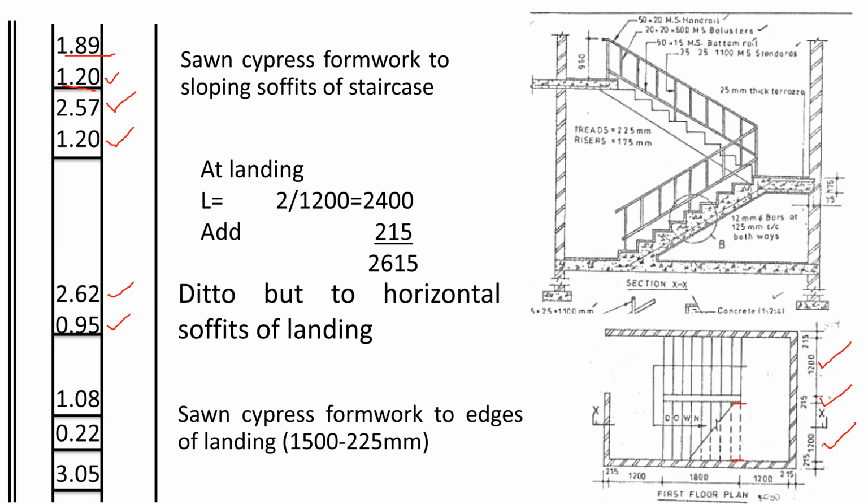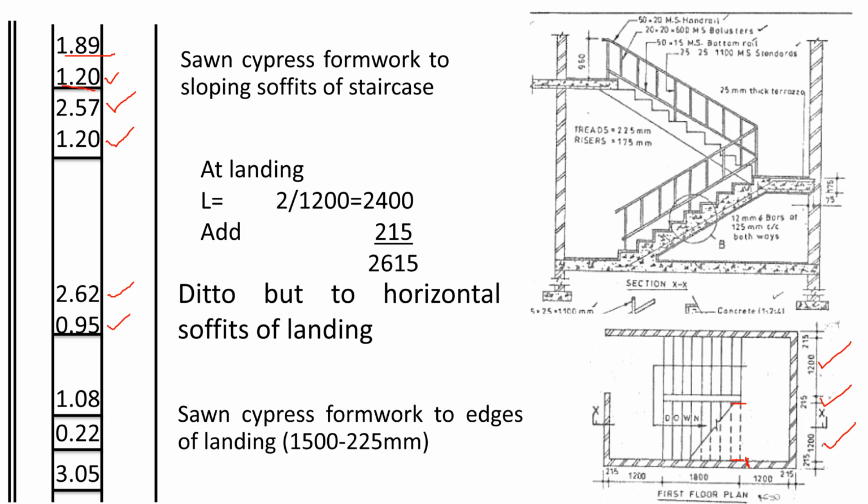Then we shall go to sawn cypress formwork to the edges of the landing. Despite the fact that we are not using formwork where there are walls below, we shall use it at the sides. For example, the step is up to here.